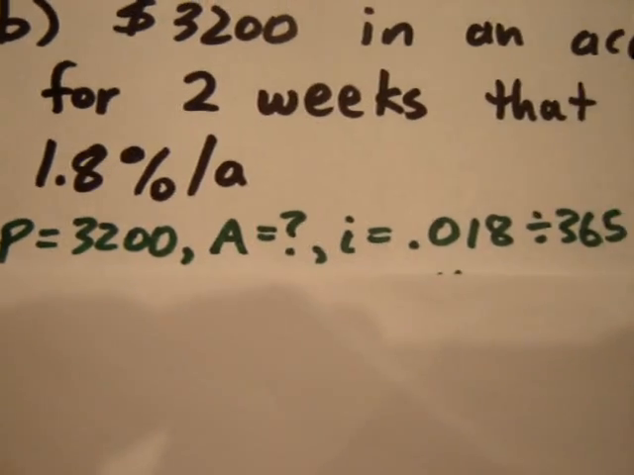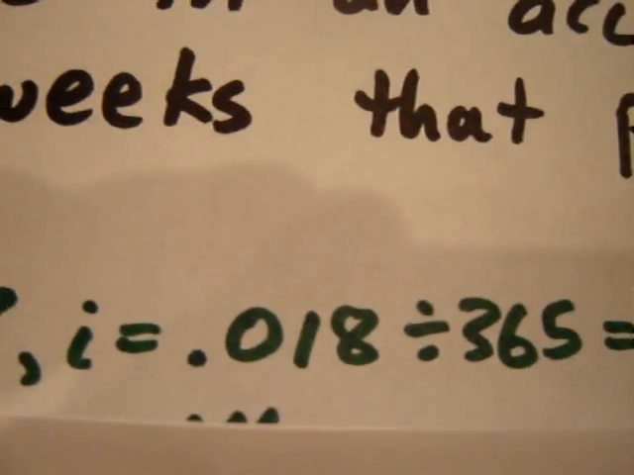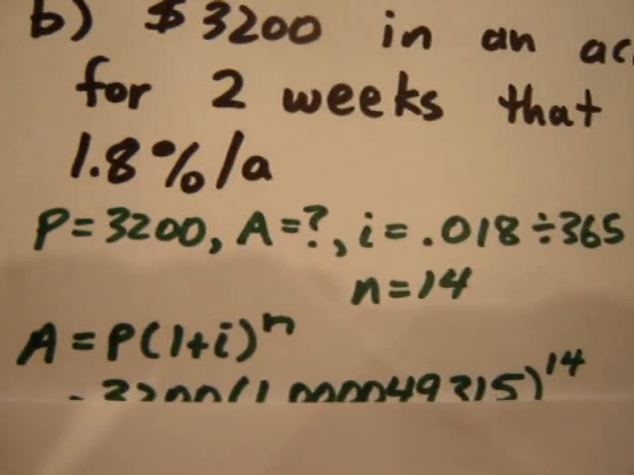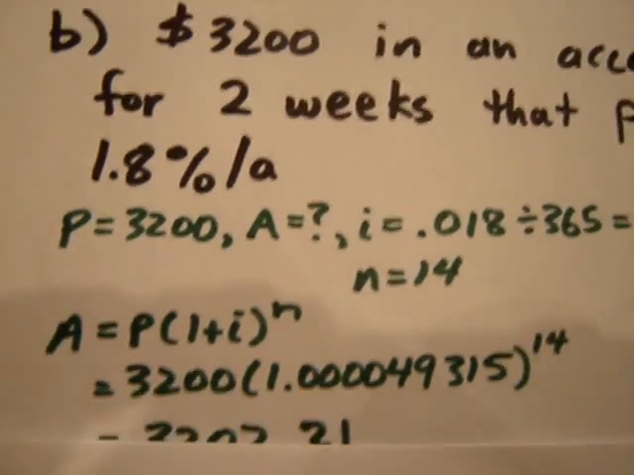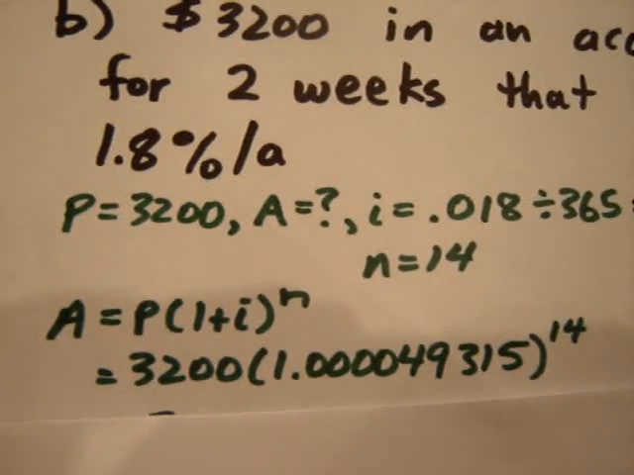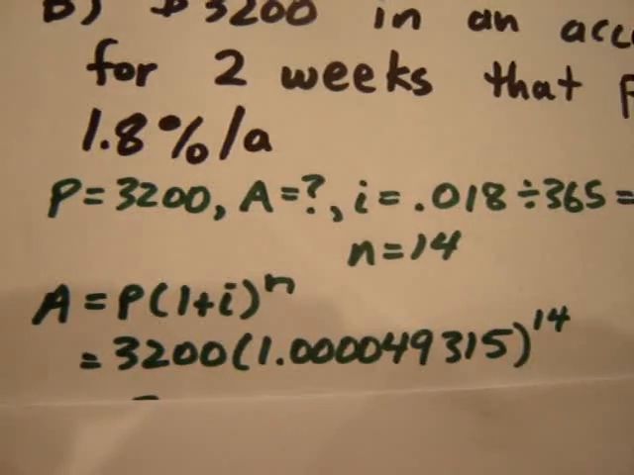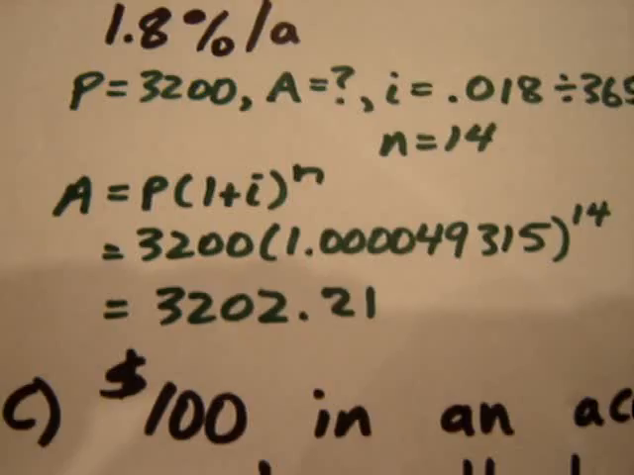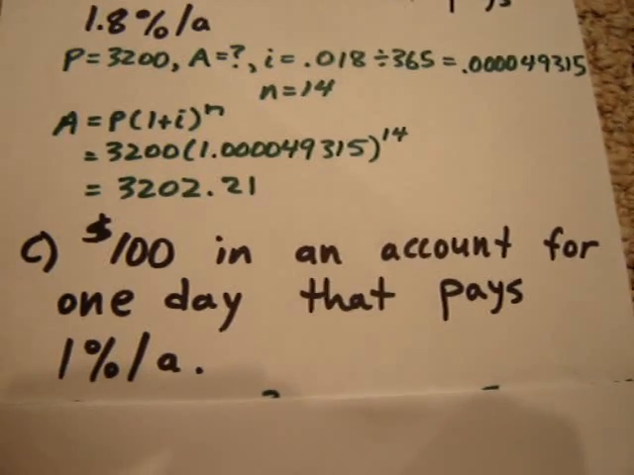P is 3,200, A is question mark, I is 0.018 divided by 365, which is 0.000049315. N is 14, and so we create our equation. A equals P times 1 plus I to the n, and we see that A is 3,200 times 1.000049315 to the exponent 14. We evaluate our exponent first. That's what BEDMAS tells us to do, which is $3,202.21.